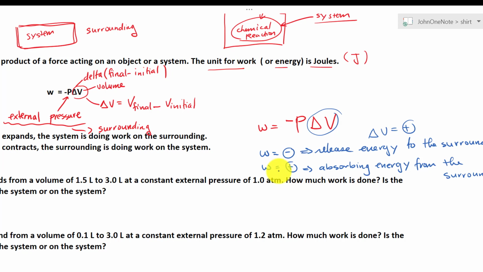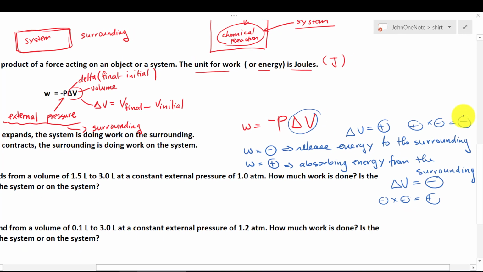Okay? Because if the change in volume is positive, a positive times a negative would give you a negative answer. But let's look at when work is equal to a positive answer. The only way that's possible is when your delta V is negative, because negative times a negative gives you positive. Whereas up here, a positive times a negative would give you a negative answer.